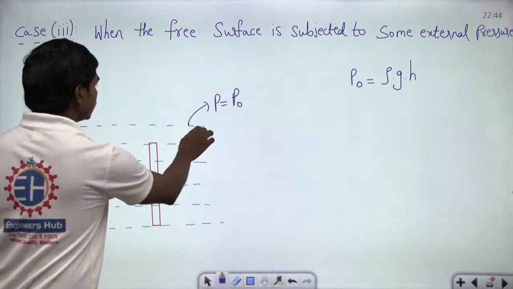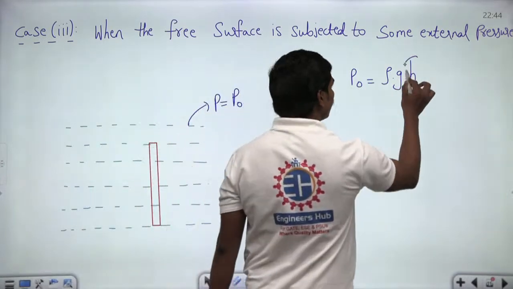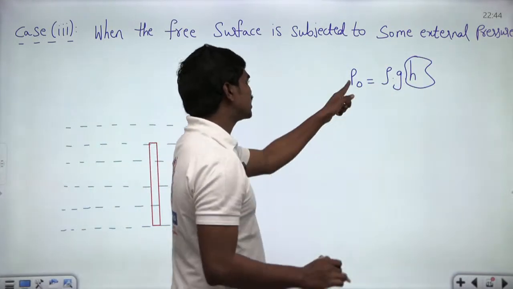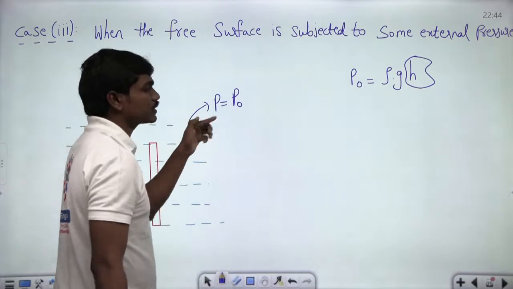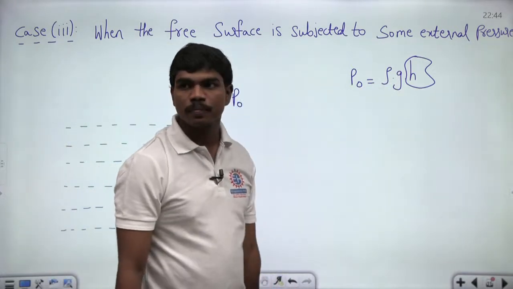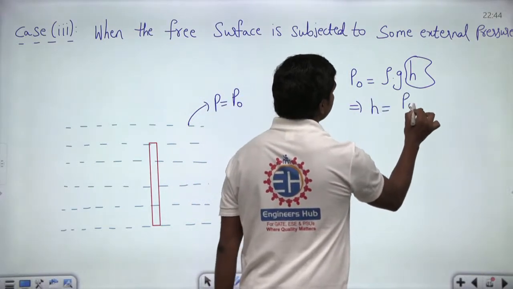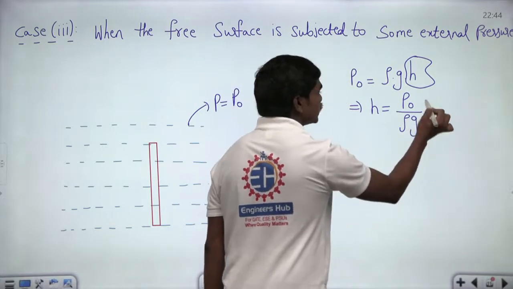Can I write this? If there is some pressure P naught at this free surface, then can I get one value of H such that this P naught, which is the pressure at this free surface, will be equal to density of this fluid into acceleration due to gravity into H? Yes or no? Can I get this head? Basically this head of this fluid is nothing but P naught by rho g. Can I get this?